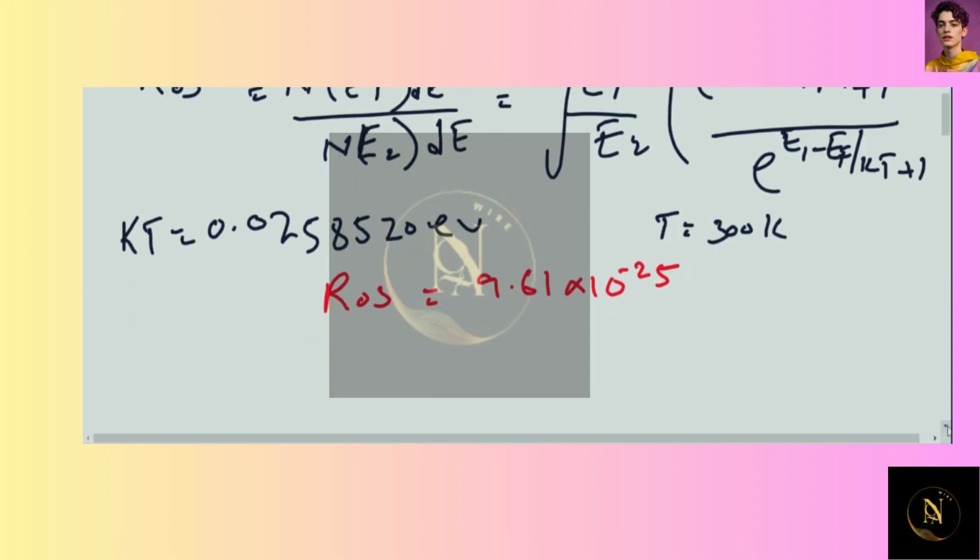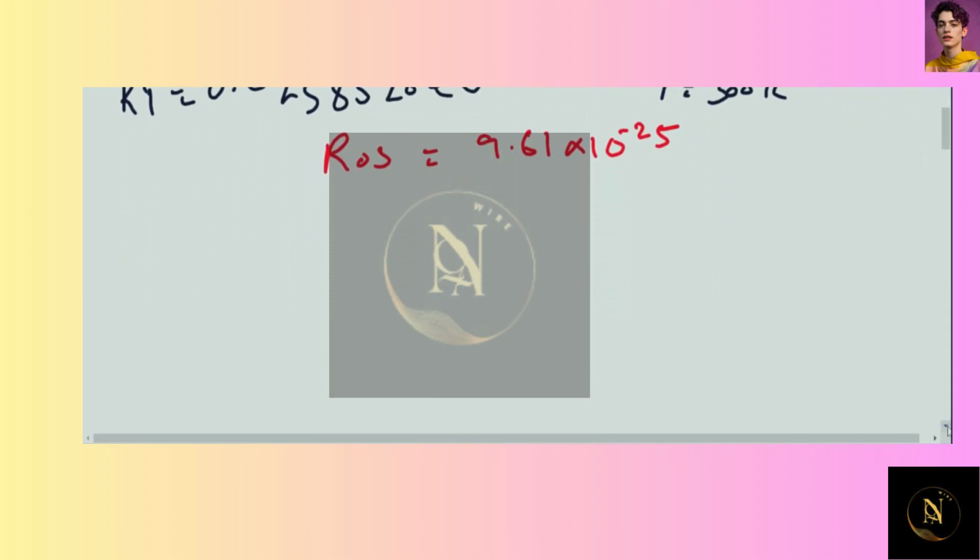For part C of the problem, comparing the results of part A and B, we see that the ratio that we get in part A is very large compared to the result in part B, by the order of 10 to the power 24. Therefore, we conclude that very few states well above the Fermi energy are occupied at room temperature.